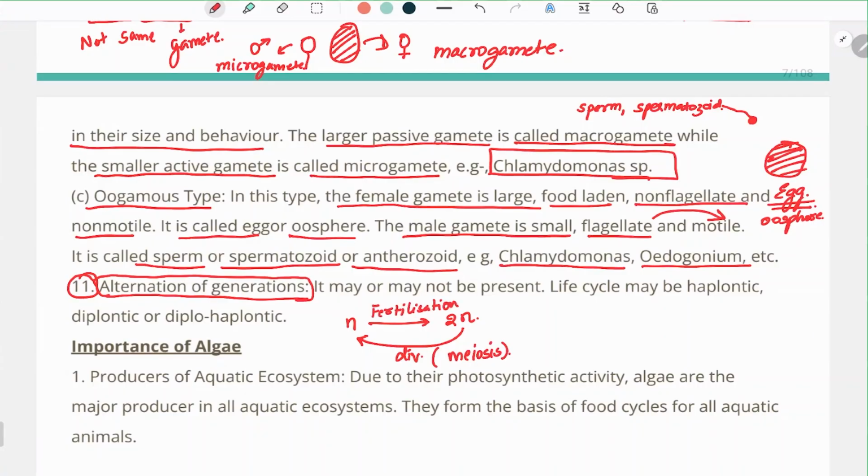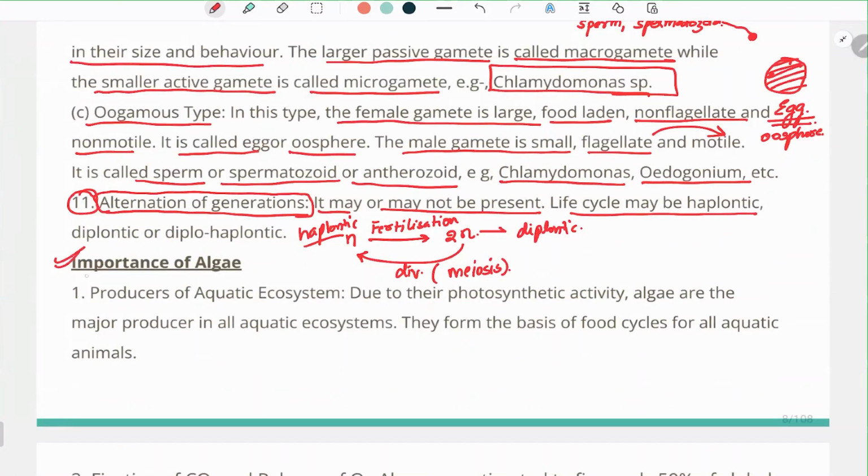So we see that alternation of generation may or may not be present. The life cycle may be haplontic, and when 2N is present, it is called diplontic. Sometimes N and 2N are mixed together, and it is called diplohaplontic type of life cycle.